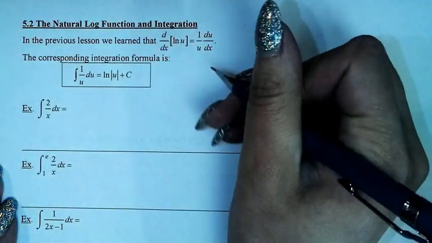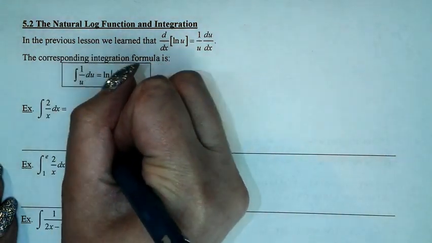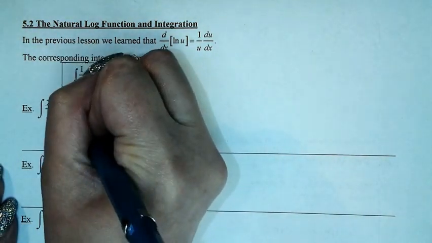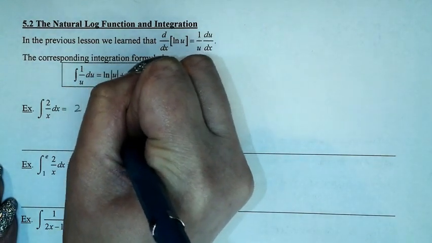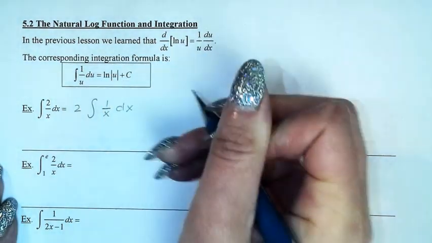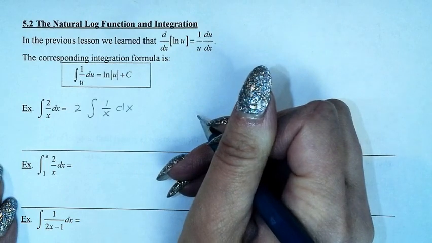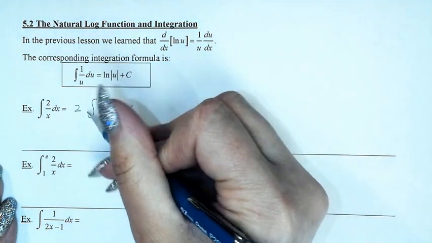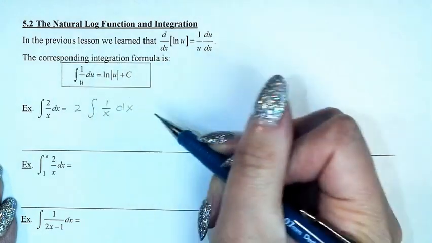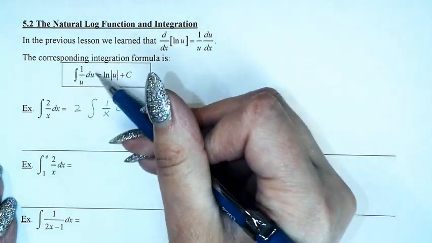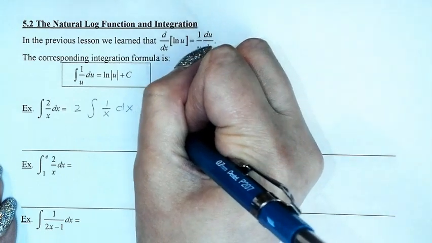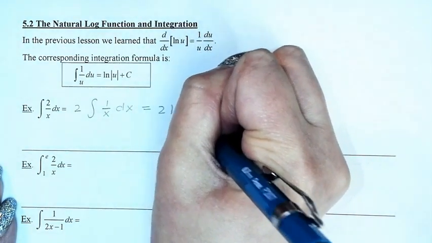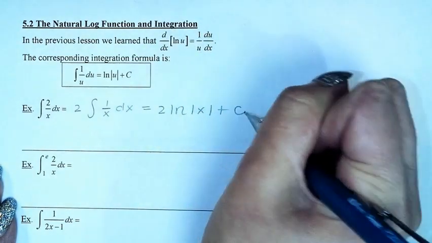So how does it look in this example? The first thing you're going to do here is pull out the 2 so you can use properties of integrals, okay? We're using the properties of integrals that we learned before. Next, you recognize that this is pretty much the same as this. The only thing that changes is instead of u's, you have x's. So this is going to be equal to 2 natural log of absolute value of x plus c.